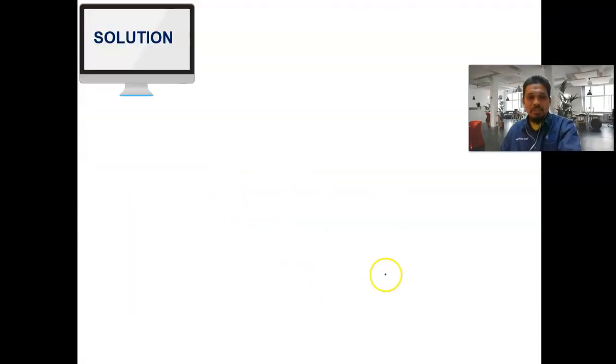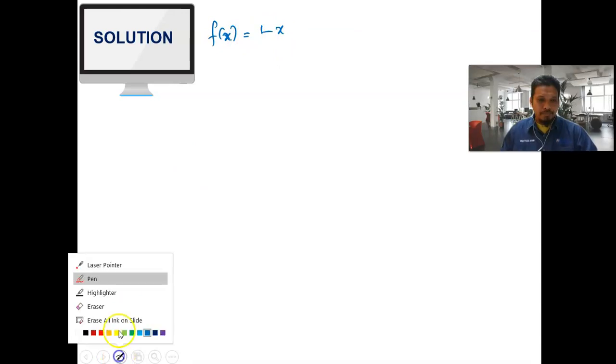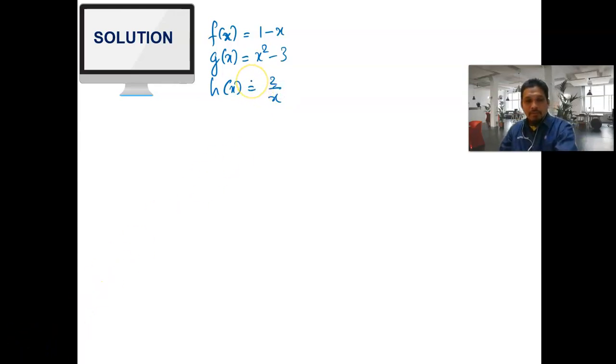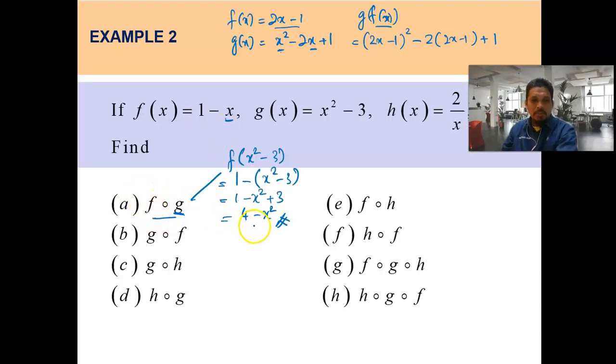I rewrite the question after this. For this example, given that f of x equals 1 minus x, g of x equals x squared minus 3, and h of x equals 2 divided by x. Solution for question A, I solved it here, so you can just copy it from here now.